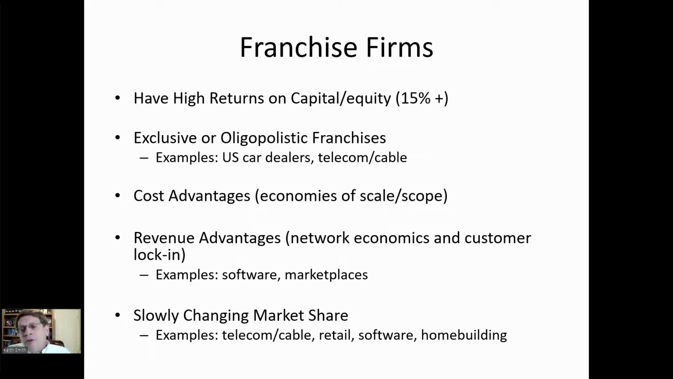The last piece that we look for are markets that are slowly changing. If you have a market that's quickly changing, it adds a lot of additional complexity into looking at franchise firms. So the specific markets that we've looked at that slowly change are telecom, cable, which we'll go through a specific example of in the presentation here. Retail is another one where it's slowly changing over time. Software, where you can get the lock-in so that it's not going to change, and home building.